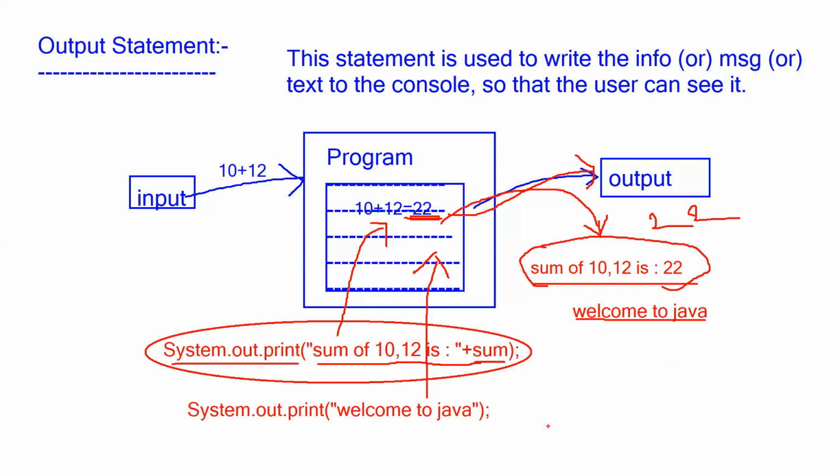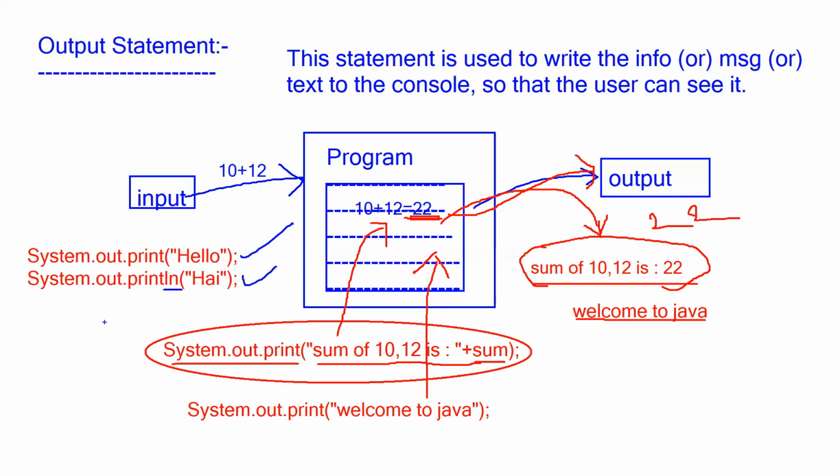There are two statements we use in Java for outputting data. System.out.print is one, like hello, and system.out.println hi. This is how I'm writing, okay? There is a difference between the two statements. Here I'm writing ln, here I'm not writing ln. So what is the difference between this one and this one? Yeah, there is a difference.